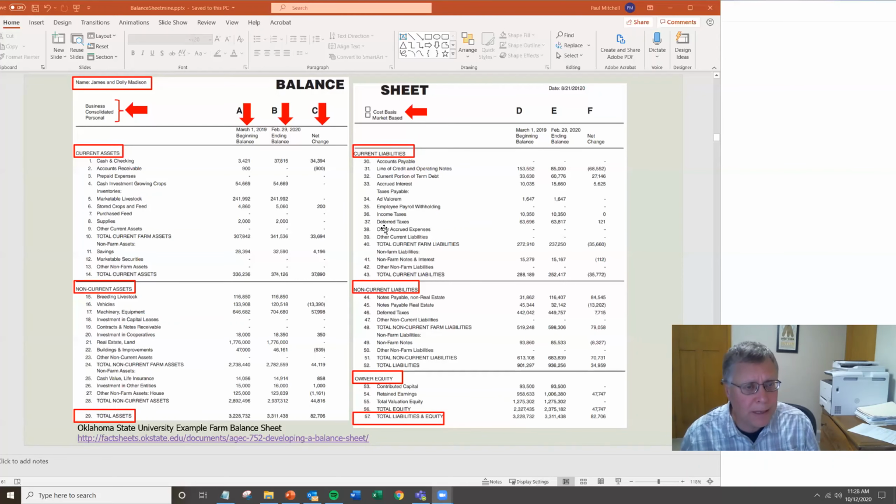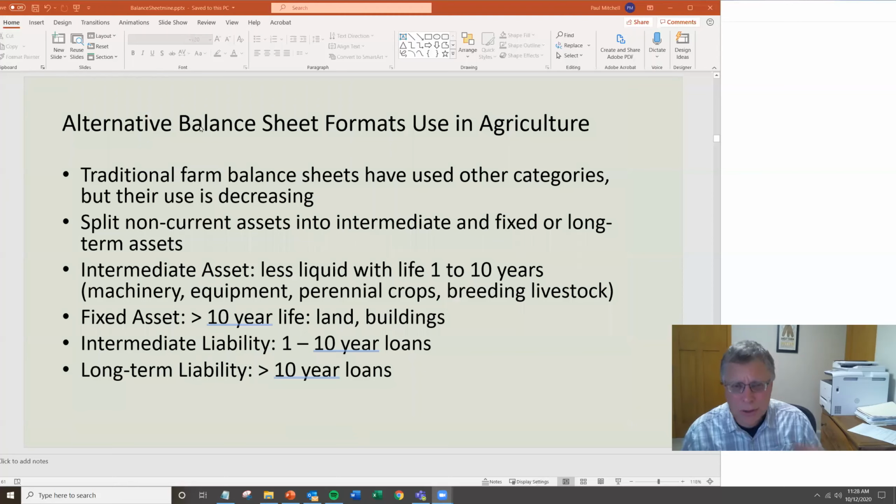So that's an example. There's the other one that's pretty traditional, but in agriculture, there are parts of the country and types of organizations, certain banks or lending institutions that use alternative forms. And really what they do is they take the non-current assets and split them into intermediate and fixed or long-term assets. And this was fairly common years ago, and it's still common in some areas of the country. So these intermediate assets are the less liquid ones. The traditional amount is 1 to 10 years. And this is where things like machinery and equipment, perennial crops, like maybe an orchard would fall in, or breeding livestock. And then you have fixed assets that are over 10 years. And this is things like the land and the buildings.